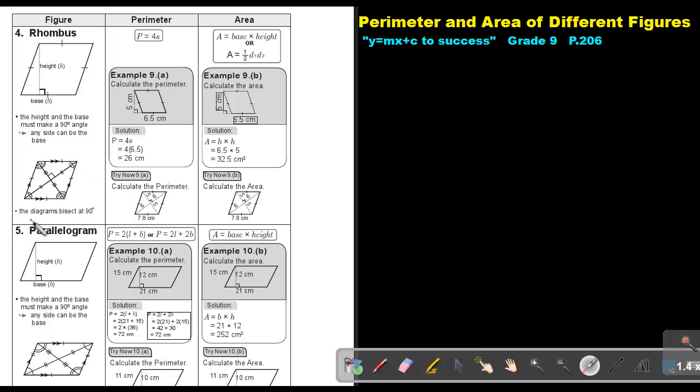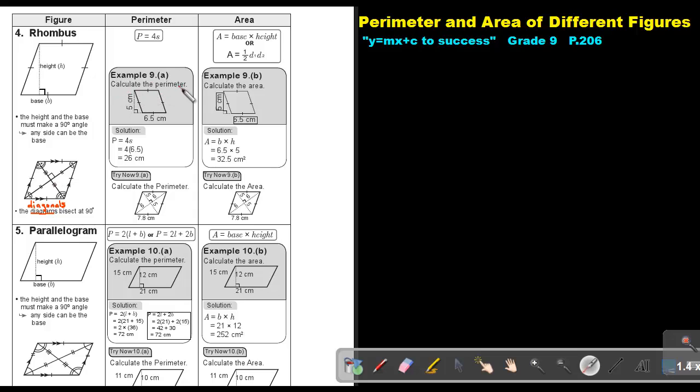The diagonals bisect at 90 degrees, and this is indicating that angle. Okay, let's look at an example.